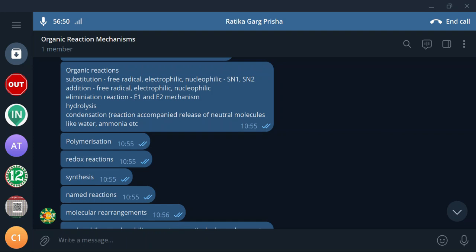Now, order. Order is the number of moles of reactants involved in the reaction. But you may ask me one question: sir, both are the same definition. No, you have to continue. The number of moles of reactants whose concentration determines the rate of the reaction. That makes the difference between order and molecularity.